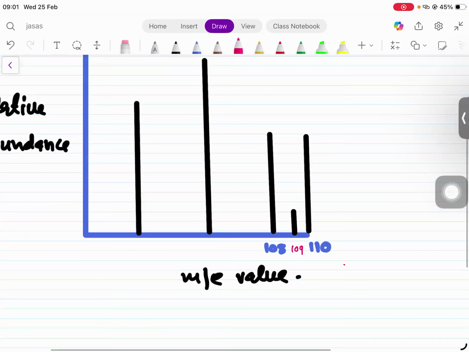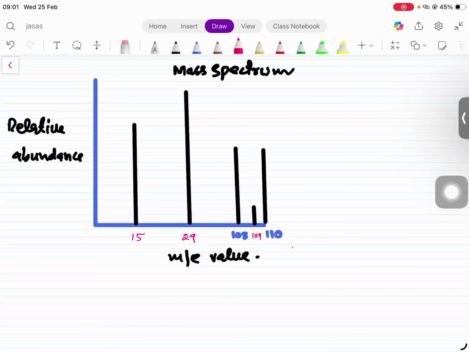And the region below this, for example, if this is 15, let's say 29, this is different. So these are the two different regions in this spectrum. इधर जो आगे वाले में peaks होती हैं, they're known as molecular ion peaks, M+1, M+2, और जो पीछे हैं वो peaks due to fragments होते हैं, right?